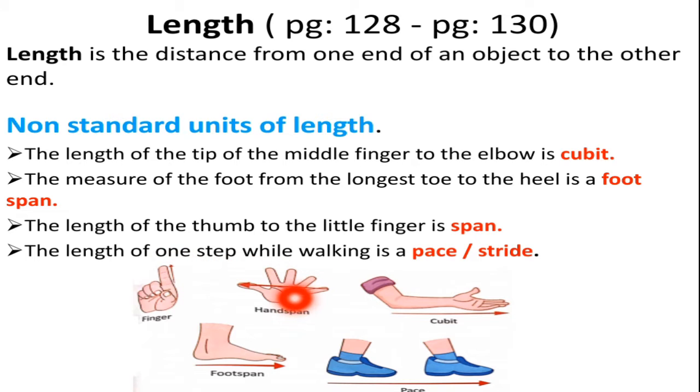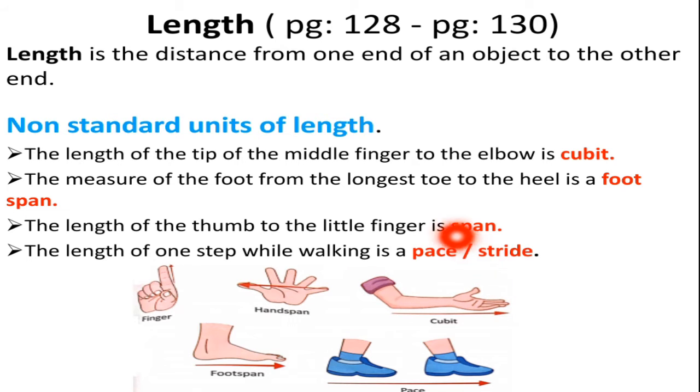Next we have foot span. The distance from the tip of your toe to the heel is called a foot span. And what do you mean by pace? The length of one step while walking is called a pace or stride. This distance is called a pace or stride.